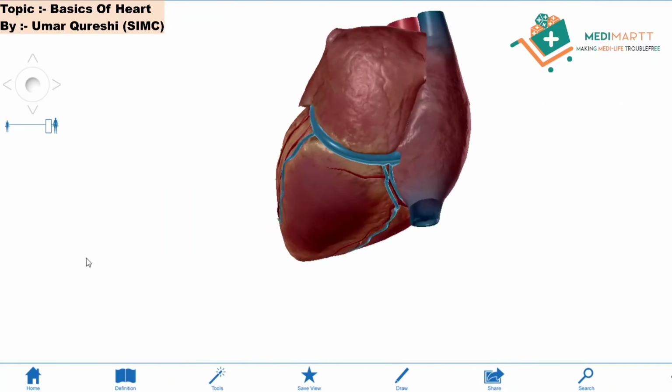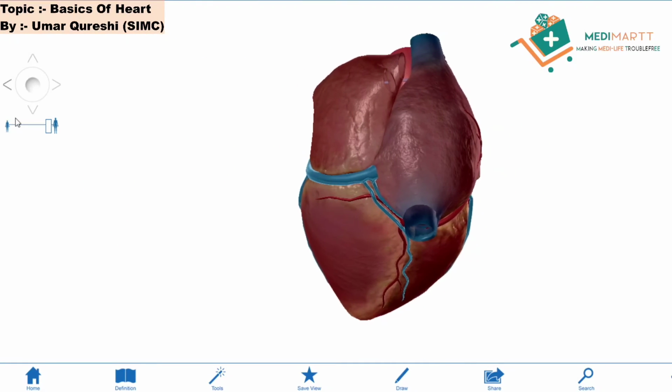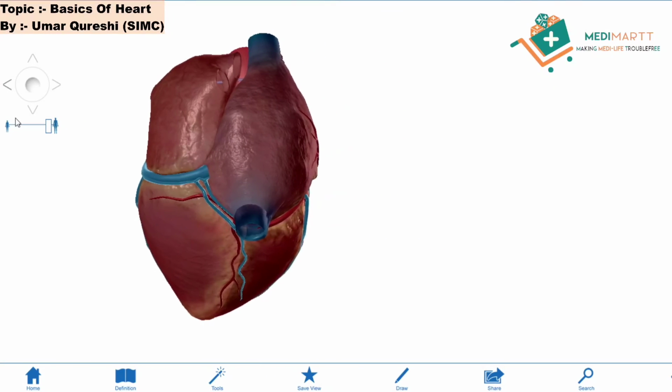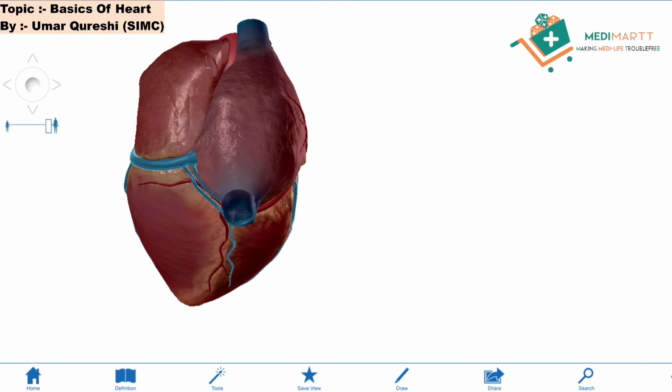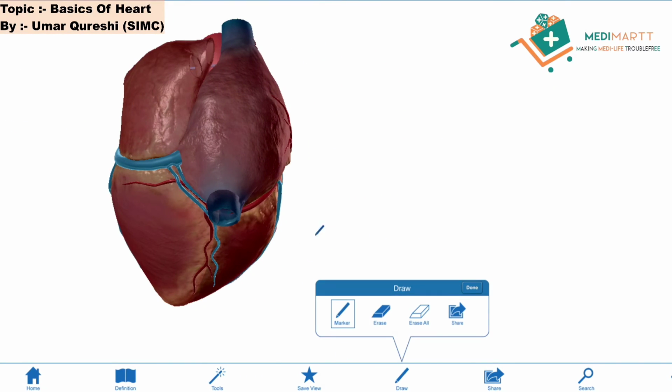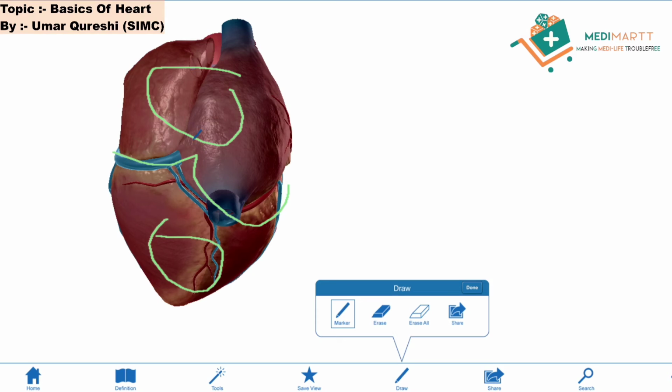Okay, so the posterior part of the groove is just like that. In the posterior part of the groove, it intervenes between the base of the heart and the diaphragmatic surface. This is the base of the heart, this is the diaphragmatic surface. So the posterior part of the atrioventricular groove is present between the base of the heart and the diaphragmatic surface, and it contains the coronary sinus.